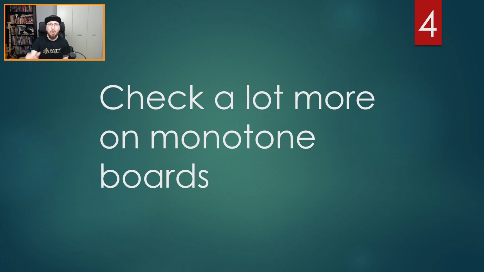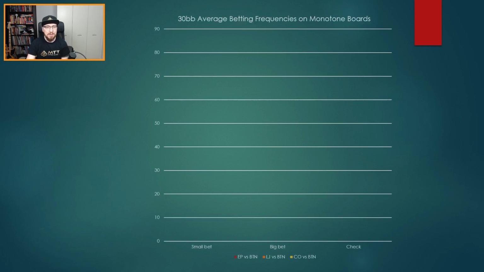Number 4, check a lot more on monotone boards. So I showed you the graph earlier on looking at the different c-betting frequencies on the different types and textures. So on monotone boards, let's take a look at this. Small bet, EP versus button, 27% small bet, 20% small bet for low jack versus button, and 9% small bet cutoff versus button. So a little bit of small betting in there. Big betting, a definite no-no, 3%, 5%. So really not a lot of big betting going on out of position in these examples.